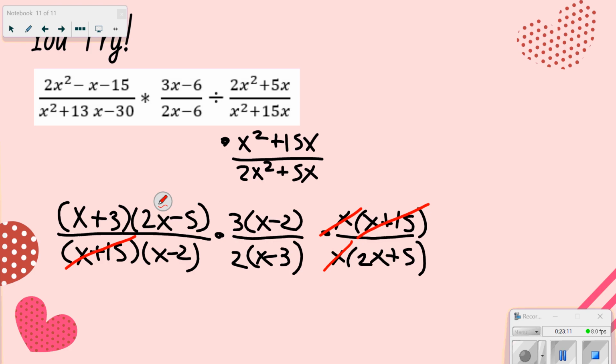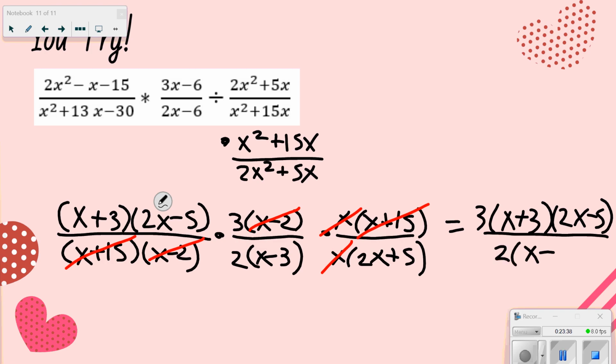Someone said x over x. What else do we have? Yes, x minus 2 over x minus 2. And then do we have anything left in there? No, because just think about those signs, they don't quite match up. So you would have had 3, x plus 3, 2x minus 5 left in your numerator. And in your denominator, you have 2 times x minus 3.